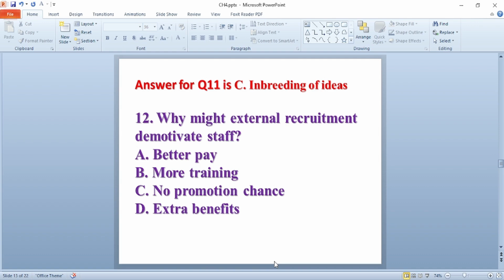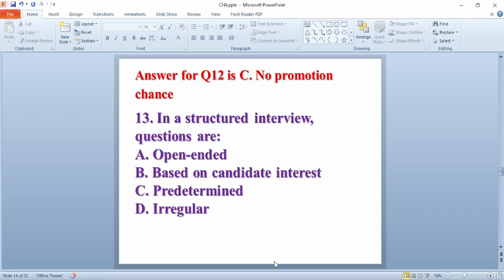Question number 12. Why might external recruitment demotivate staff? A. Better pay. B. More training. C. No promotional chance. D. External benefits. The answer for this question is C. No promotional chance.